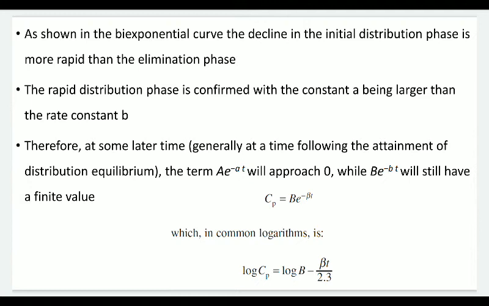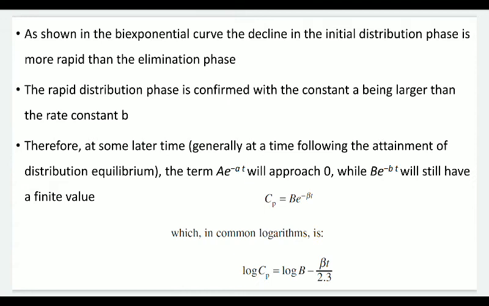Therefore, at some later time, generally following the attainment of distribution equilibrium, that is the steady state distribution phase, the term A e raised to minus alpha t will approach 0, while B e raised to minus beta t will still have a finite value. The reason the minus sign has been put here is that it indicates a decrease in the plasma concentration, or a decrease in the drug concentration in the tissue compartment.